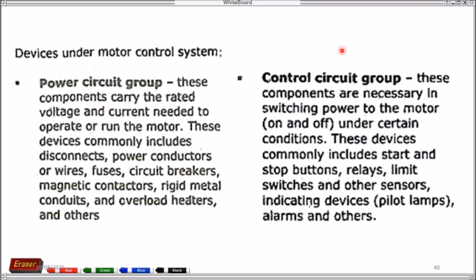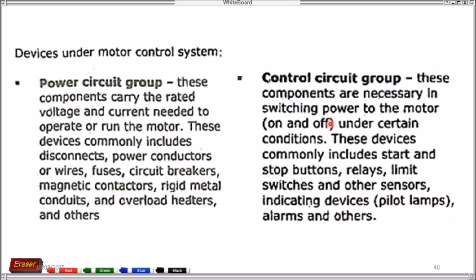Habang yung control circuit group naman, so these components are necessary in switching power to the motor, either on or off, under certain conditions. So this device may include the start and stop buttons, relays, limit switches, other sensors, indicating devices such as pilot lamps, alarms, and others.